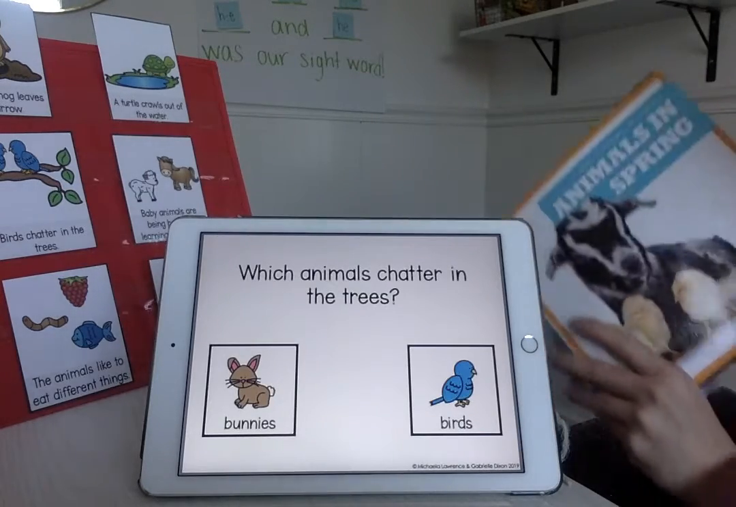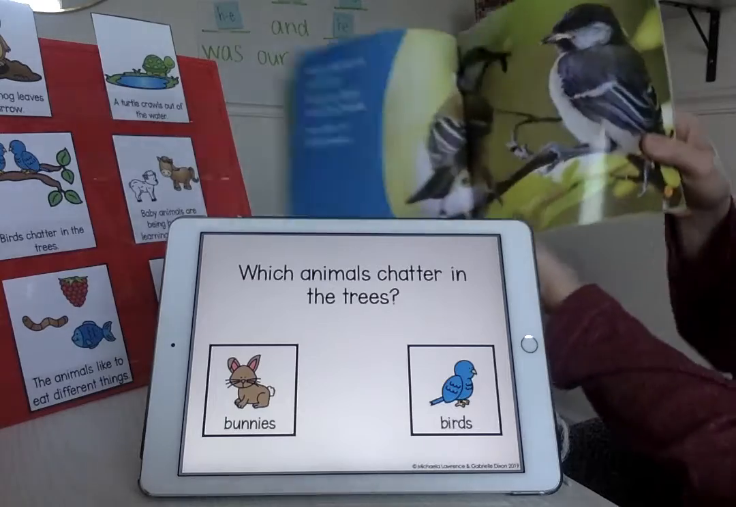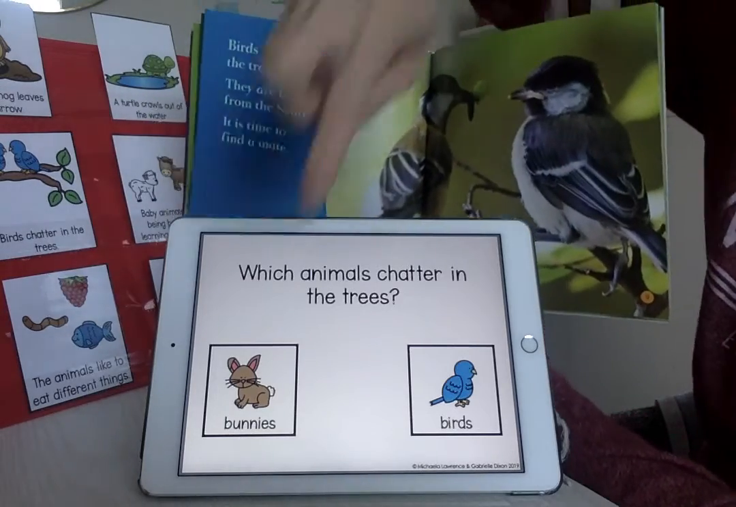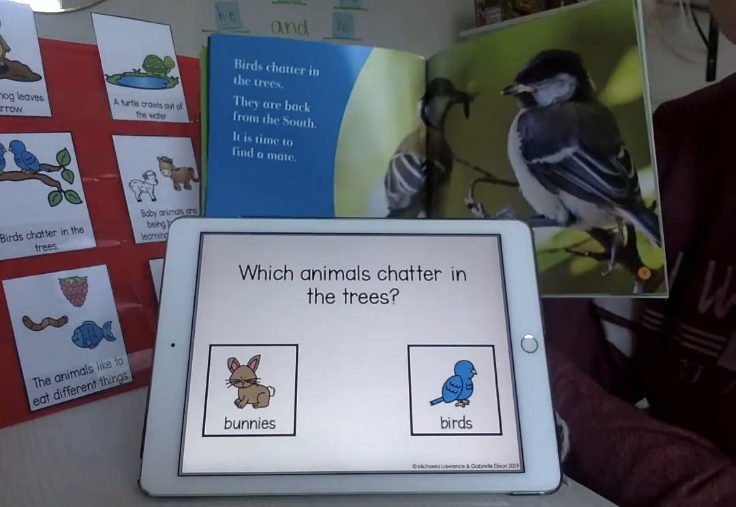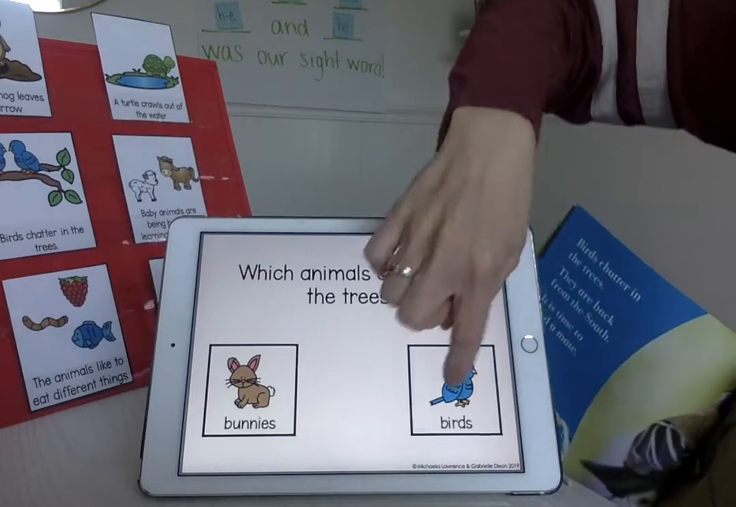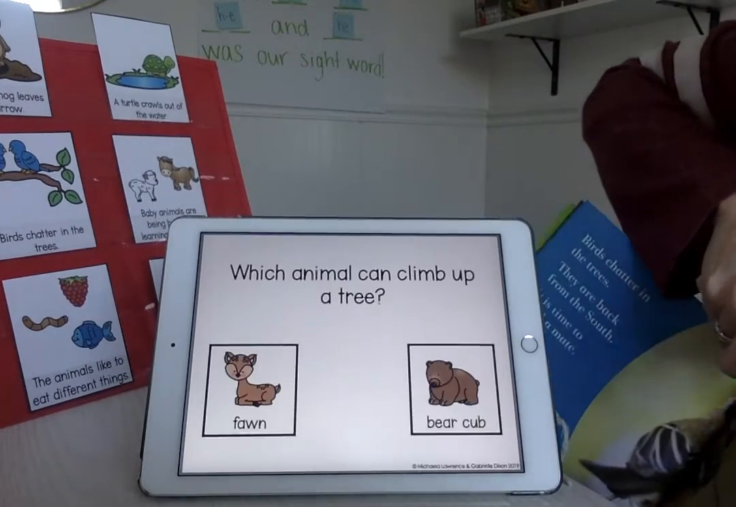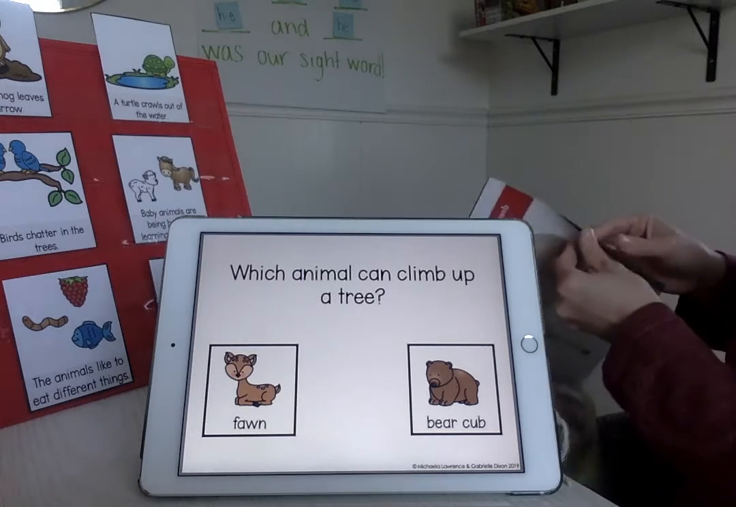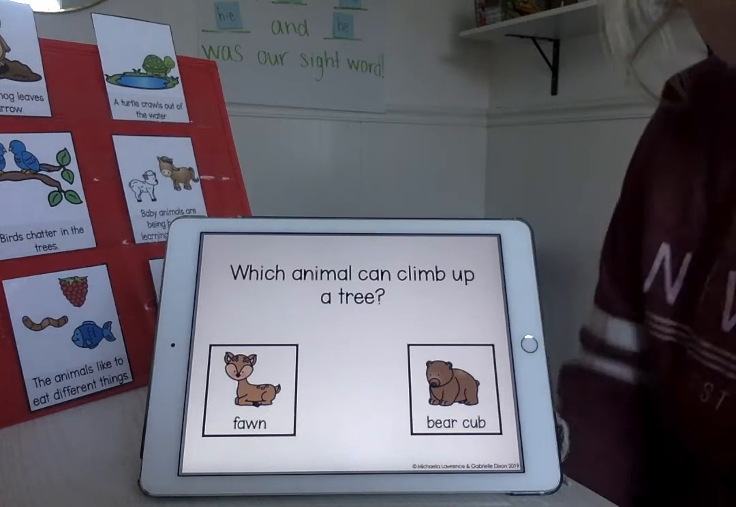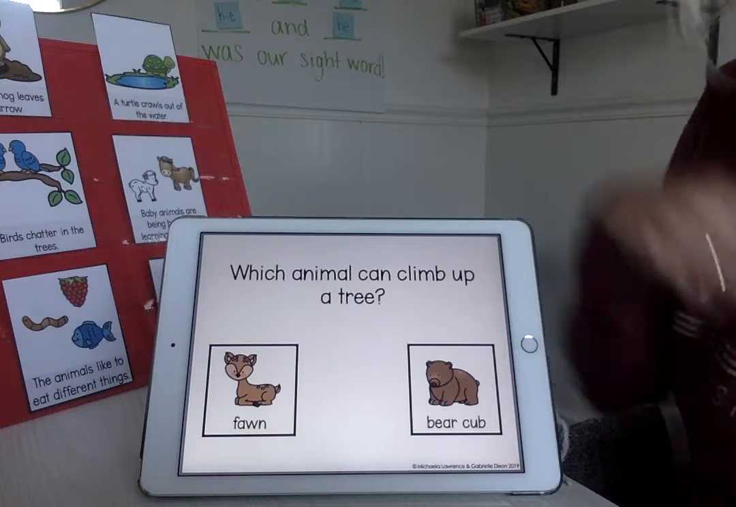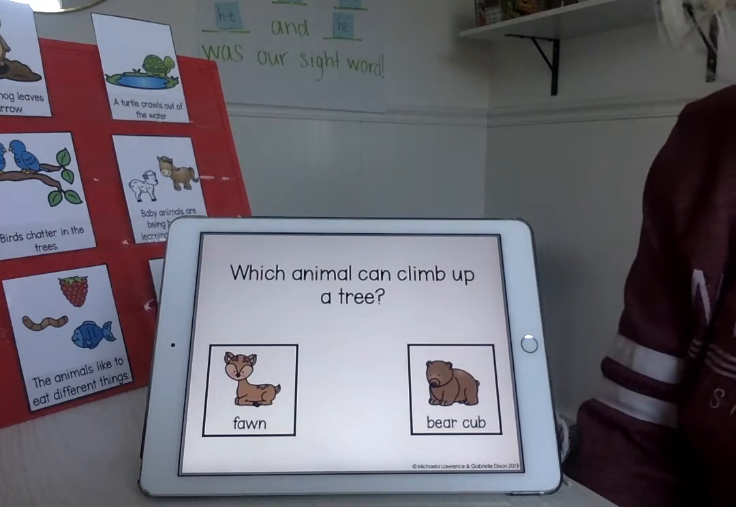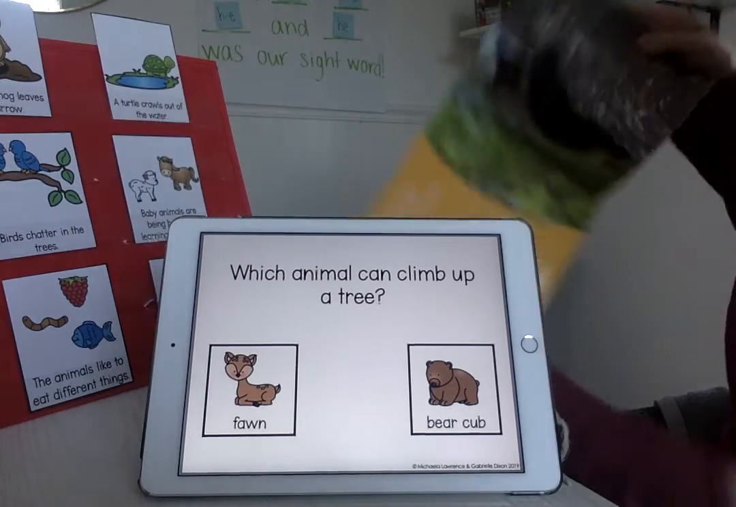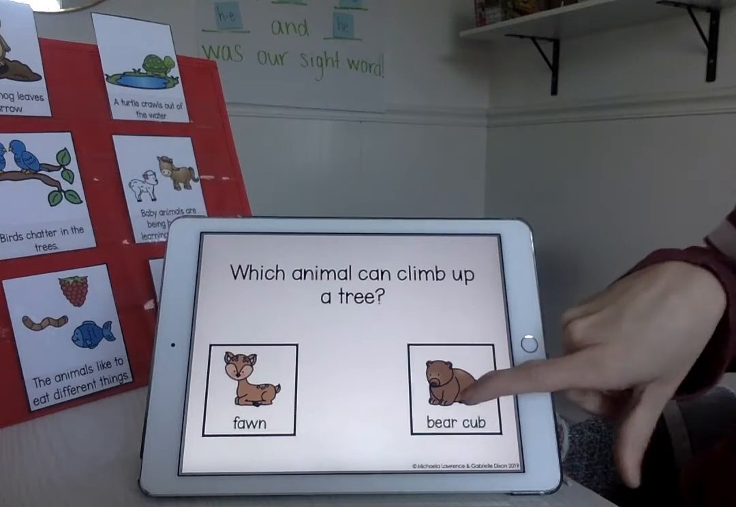Good. Which animals chatter in the trees? What animal chatters in the trees? The bunnies or the birds? The birds. You guys are doing so good. Very proud of you. Which animal can climb up a tree? Who remembers what animal was climbing up a tree? Let's see if you can do it without the picture. Was it a fawn or a bear cub? It was the bear cub.